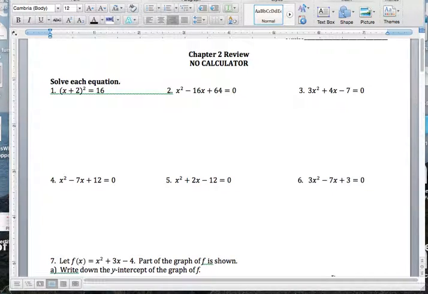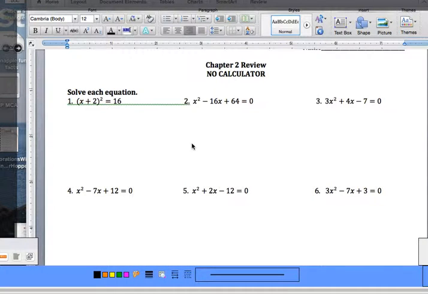To start this review, we're going to take a look at all these different quadratics to solve. So this first one has a square, so we can solve by taking the square roots. So we have x plus 2 equals 4, and then x plus 2 equals negative 4. So subtract 2 off of each side. So we have x equals 2 and x equals negative 6.